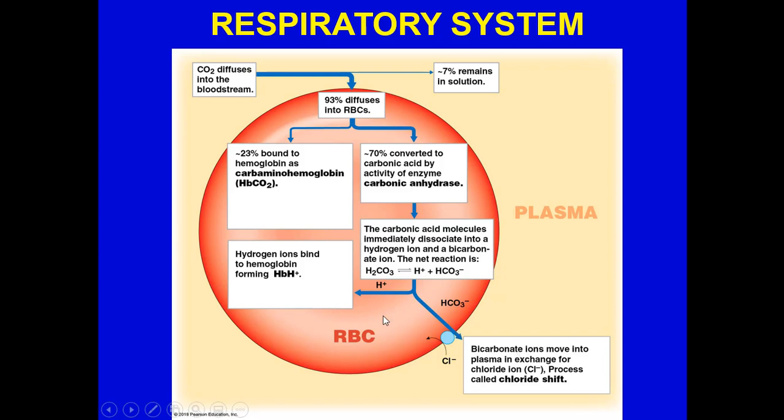And what happens there is now you have this exchange occurring. This is part of the chloride shift. You're going to have an antiport system, which is a pump here. Bicarbonate ions get pumped out. They're negative charge. Chloride ions get pumped in.